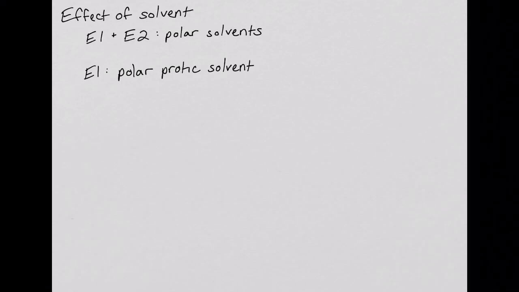Because the E1 mechanism involves charged intermediates, the transition state also has a significant amount of charge, and polar protic solvents are better able to stabilize that transition state. Stabilization of the transition state lowers the activation energy, increasing the rate of the reaction.